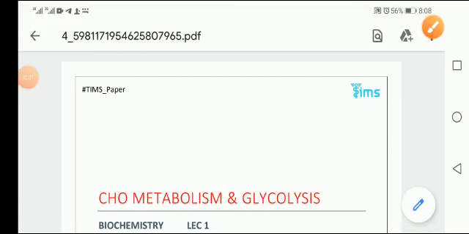Hi, this is the first biochemistry lecture. Before going through the lecture, I'm going to give you an overview about the locomotor module for biochemistry.